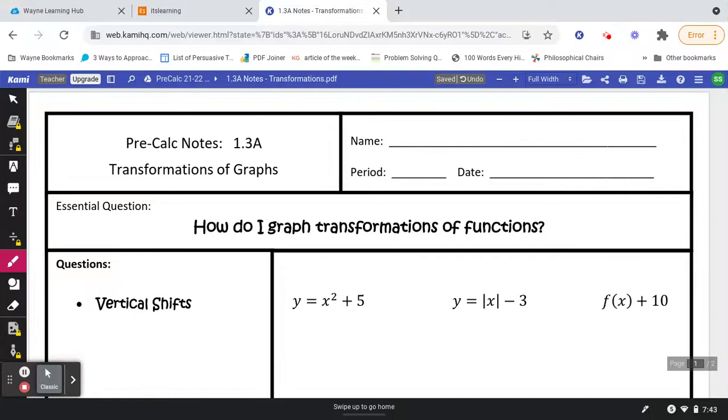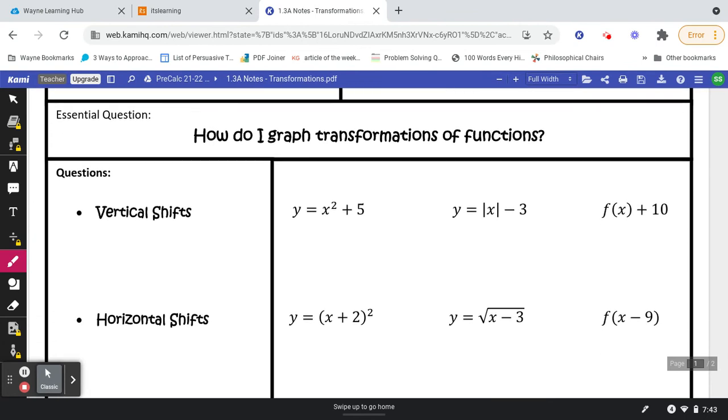These are the 1.3a notes for PreCalc. We'll be talking about transformations of graphs today. So we talked about the parent functions. Those are always centered at the origin, and then they can move around. They can change directions, shapes, sizes, etc. So we'll talk about the four things that can happen.